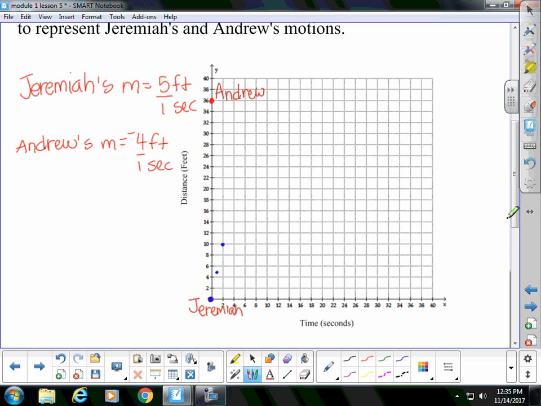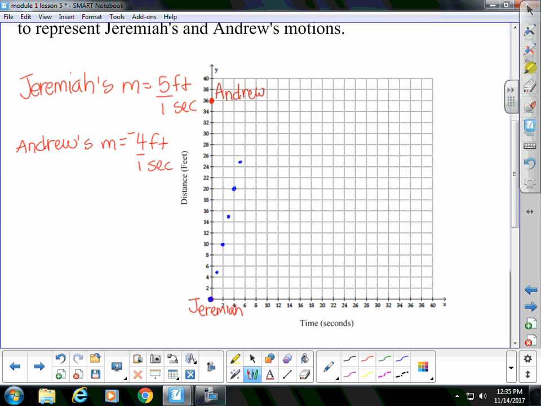Okay, from 10 up 5 would take me to 15, and over 1 is going to take me to 3, so that's halfway between 2 and 4. And we'll keep it going like that. Up 5 from 15 will take me to 20, and then over 1 more will take me to 4. Up 5 from 20 will take me to 25, and then over 1 more will take me to 5, so that's going to be the middle.